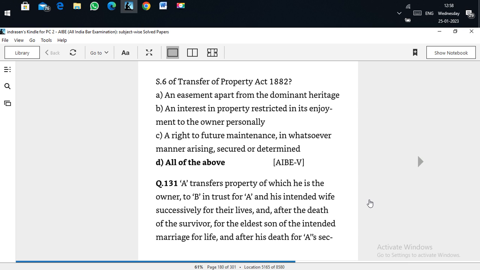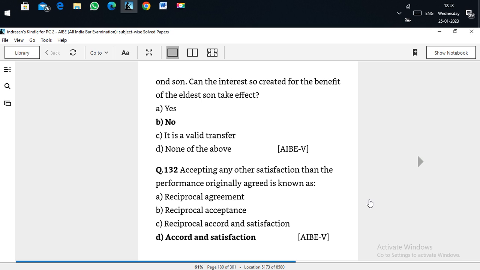A transfers property of which he is the owner to B in trust for A and his intended wife successively for their lives, and after the death of the survivor for the eldest son of the intended marriage for life, and after his death for A's second son. Can the interest so created for the benefit of the eldest son take effect? No.